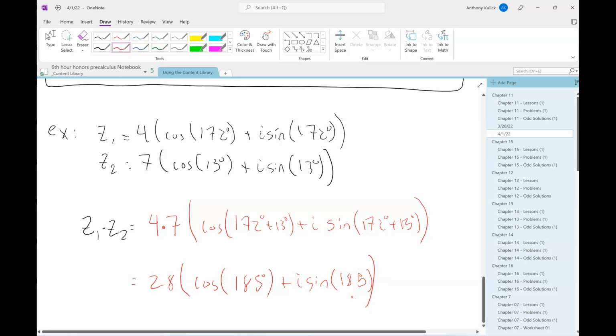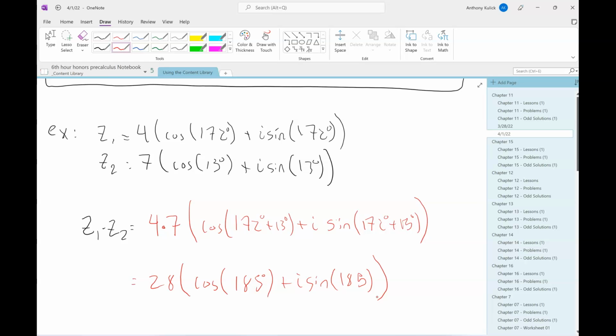That is a mental math problem. I can dig it. Easier, really, than doing the standard form one, right? This you can do in your head. You probably can't FOIL out the two complex numbers in your head. That's a little bit harder to hold all that stuff together. This, I can multiply 4 times 7. I can add 172 and 13. No problemo. Which is very nice.